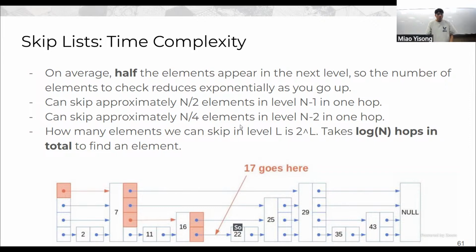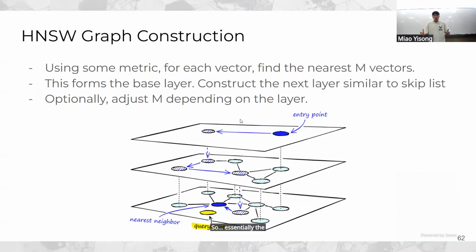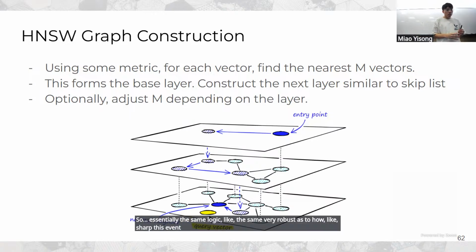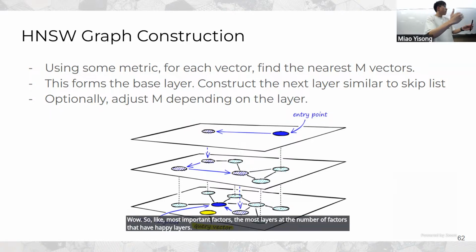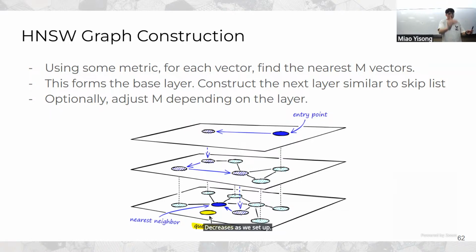So essentially the same logic can be carried over as to how we can construct this as our graph, the hierarchical navigable small world graph. We have the most number of vectors in the outermost layer, and then the number of vectors in every layer decreases as we set up the graph.